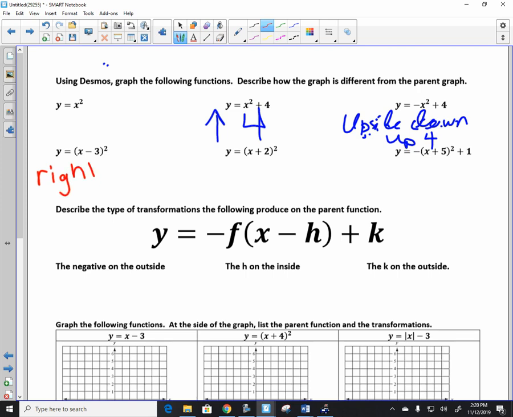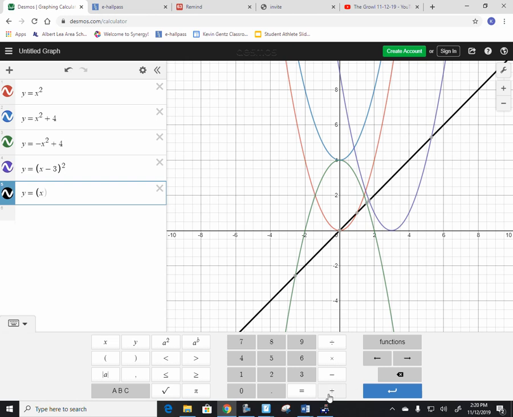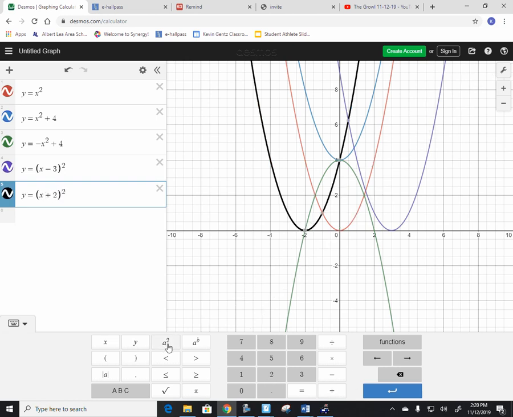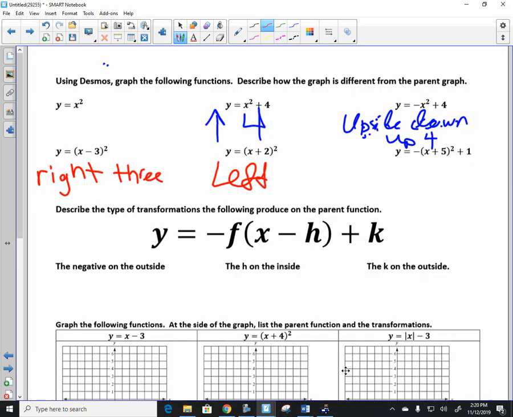What about the next one? A guess there? I got a left 2 for a guess. No. Don't write it yet. All right, let's check it out. We've got y is equal to (x plus 2) squared. I get the black one. Yes, that is left 2. Great guess. Go ahead, write left 2 there, JJ.